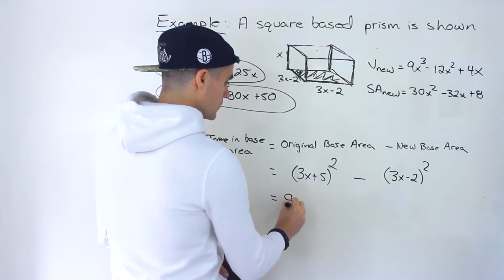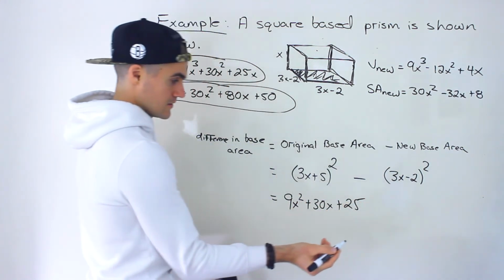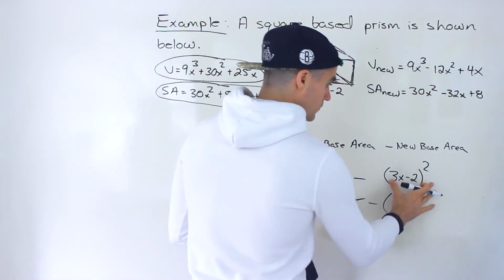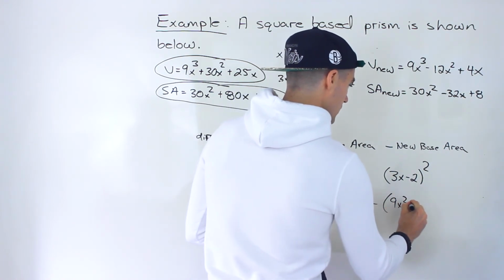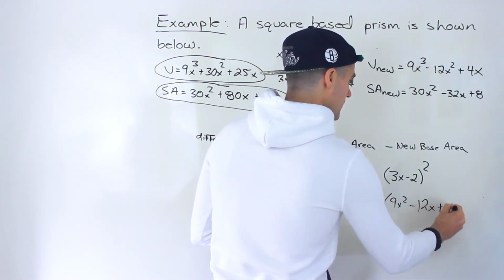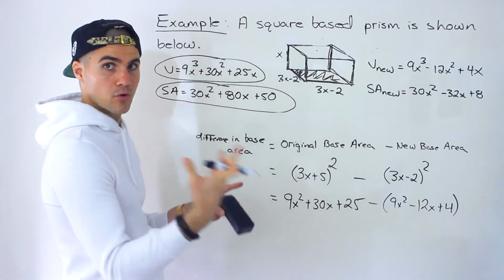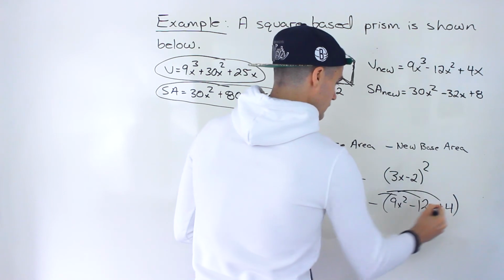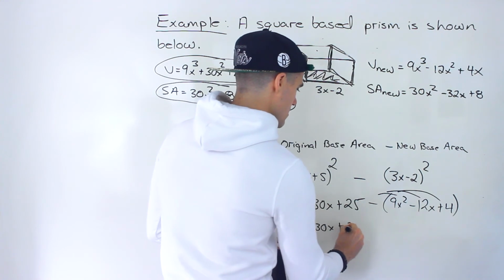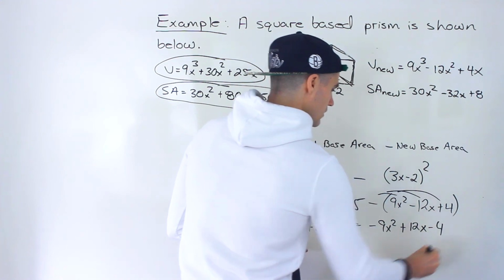This, we already know, it expands to, we already did it before, it expands to that, right? 3x plus 5 times 3x plus 5 gives us this. And then we're subtracting, when we expand this, we'd end up with 9x squared minus, we did this as well up here, 12x, right? Plus 4. But we're subtracting that whole thing. So you got to make sure you put that whole thing in brackets right there. Distribute the negative inside. Minus 9x squared. So all the signs change like that.